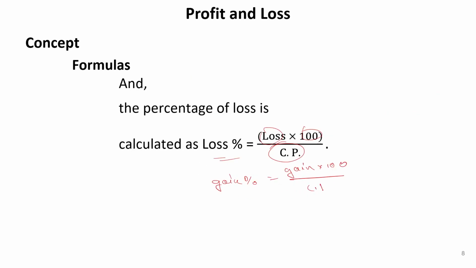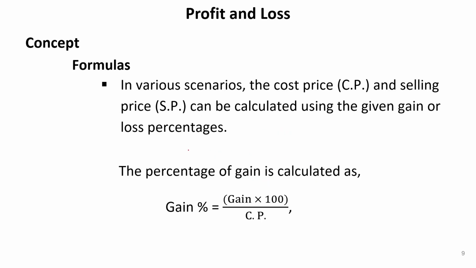So it will be CP, that is cost price, and loss will be also. So the only difference will be for loss percentage, here we will write loss, and for gain percentage we will write gain. Okay. So let's see, in various scenarios the cost price and selling price can be calculated using the given gain or loss percentage formula.